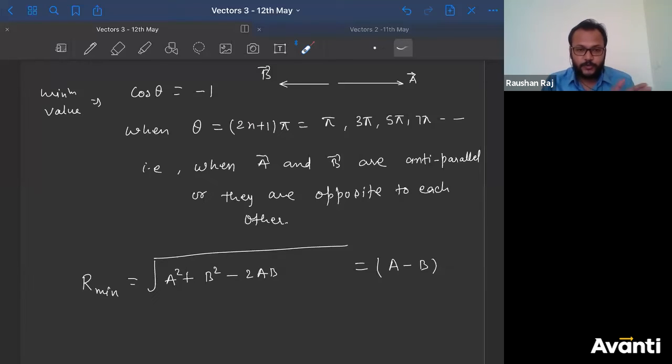If theta is (2n plus 1) pi, cos theta will be minus 1. Please remember this.